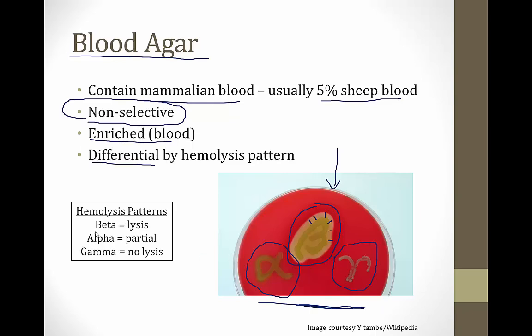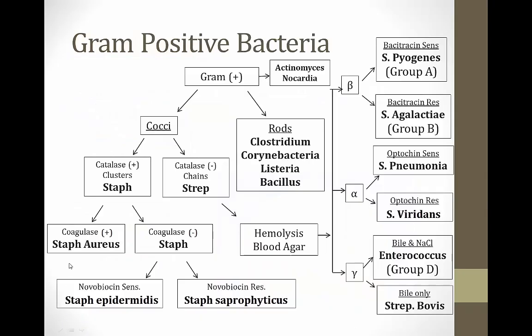So I've summarized this right here. Beta hemolytic bacteria completely lyse the red cells. Gamma hemolytic bacteria have no lysis of red cells, and alpha do partial lysis. They're somewhere in between the other two. So the reason blood agar is so useful for identifying bacteria is because it distinguishes lots of different kinds of streptococcus.